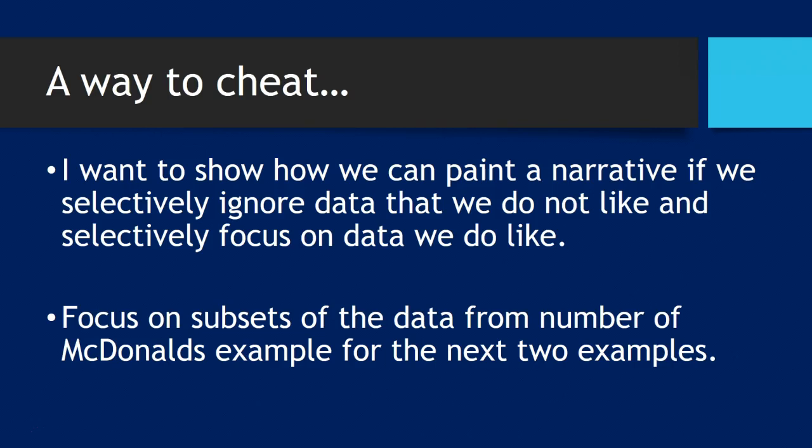Okay? So what we're going to do is selectively pick a couple of different subsets. This is the equivalent of me ignoring data that I don't like and accepting data that I do like. We're going to go both sides of this. So let's say I wanted to paint a picture that the number of McDonald's per million people actually has a positive influence on happiness. What kind of a subset could I have picked?